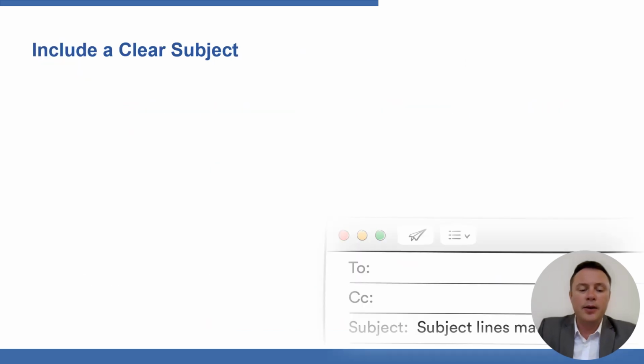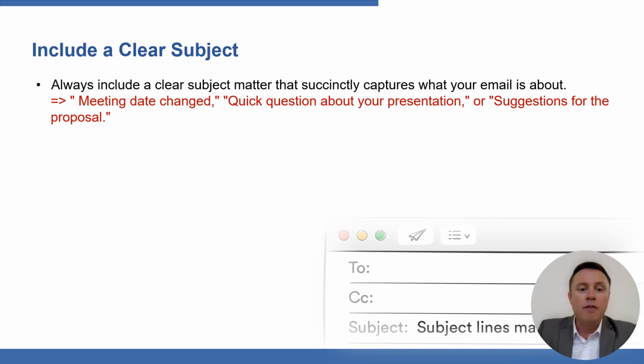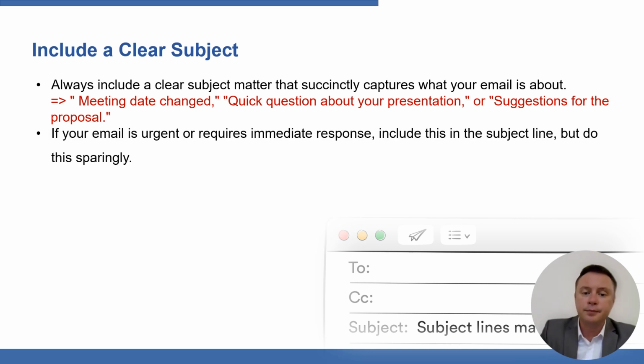Okay, now include a clear subject. So subject, it's the first thing that people are going to see. Make it clear and try and include as much information as you can without making it too long. So include clear subject matter that succinctly captures what your email is about. For example, meeting date changed, or quick question about your presentation, or suggestions for the proposal. So whatever it is that you're writing about, try and give everything in there wherever you can.